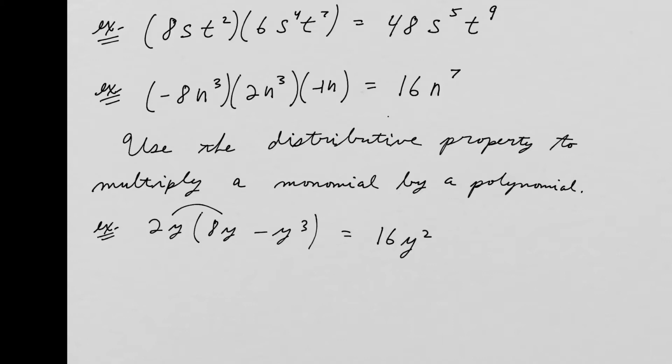And then I multiply 2y times negative y cubed. Well, 2 times negative 1 is a negative 2. And then y times y cubed is y to the 4th, right? 1 plus 3 is 4. So that would be my answer. So all you do is you distribute in that 2y in this case. What if we had, go up to a new page here. What about this?